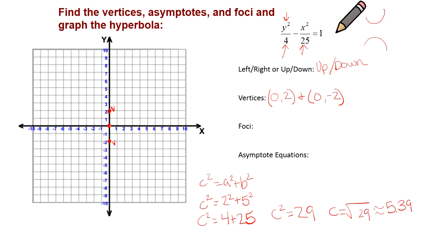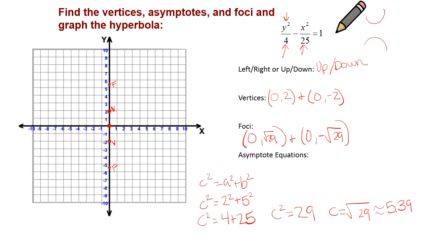So from my center, I'm going to go 5.39 away. So about right there. I'm going to label that with a big nice F. And then about right there, put a big nice F there. So my two foci points are 0, square root of 29, and 0, negative square root of 29.